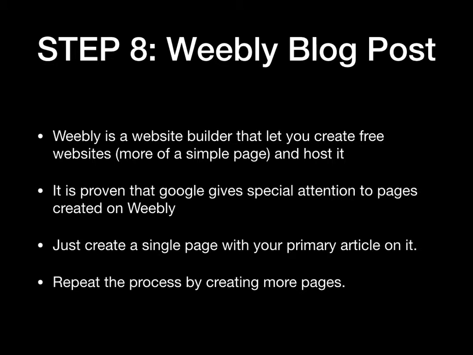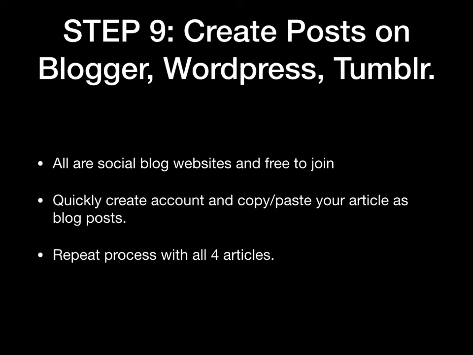All right, so just create a single page with your primary article on it, and repeat the process by creating more pages for all articles. So one article is like one website, 4 articles like 4 web pages posted on weebly.com. This is step number 8. Step number 9, you need to create posts on Blogger, WordPress, and Tumblr.